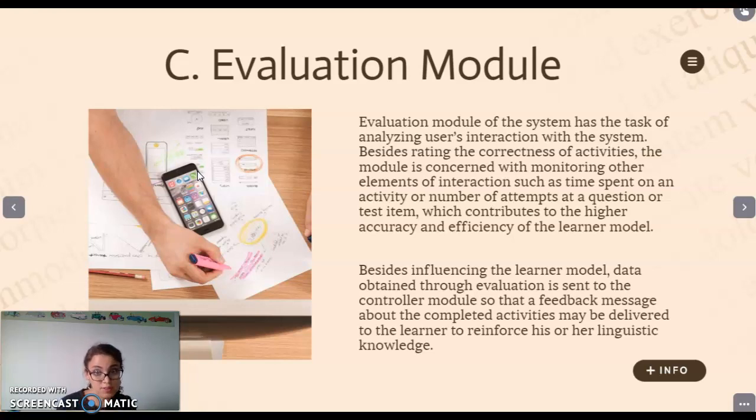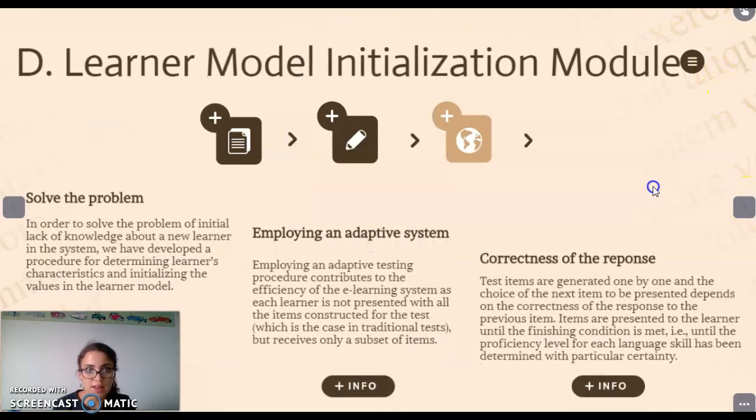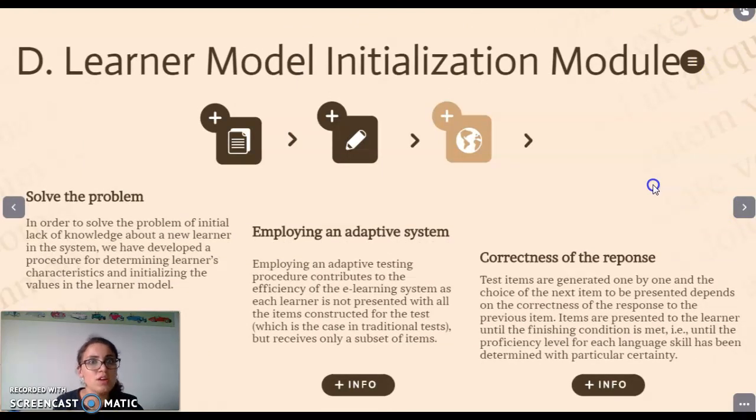Besides influencing the learner model, data obtained from evaluation is sent to the controller model, as we will see, so that a feedback message about the completed activities may be delivered to the learner to reinforce his or her linguistic knowledge.